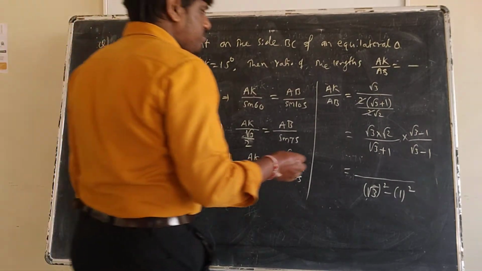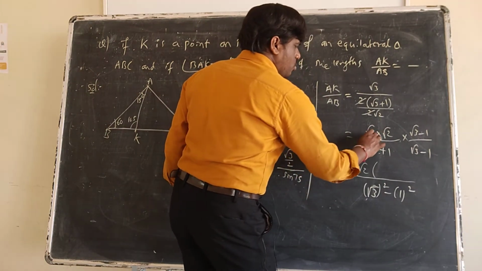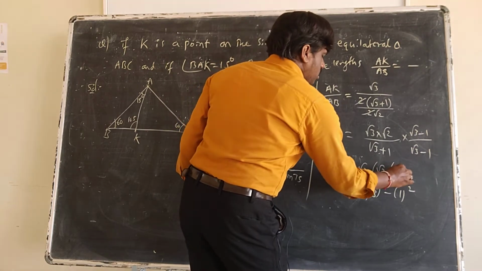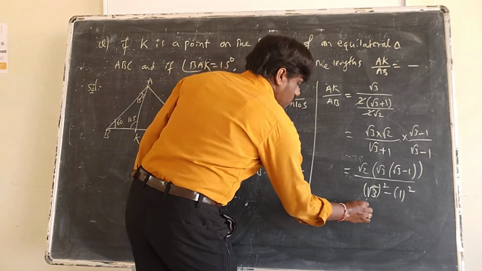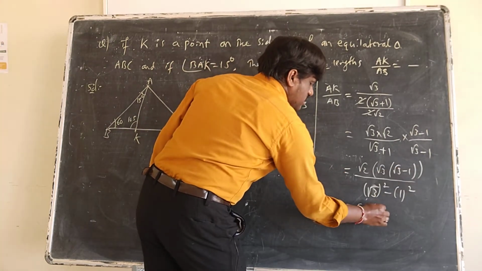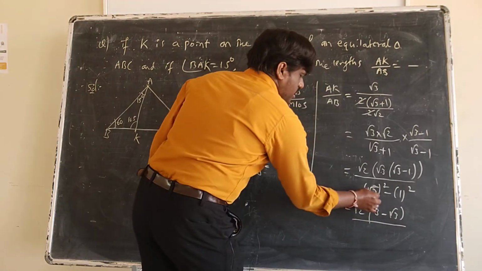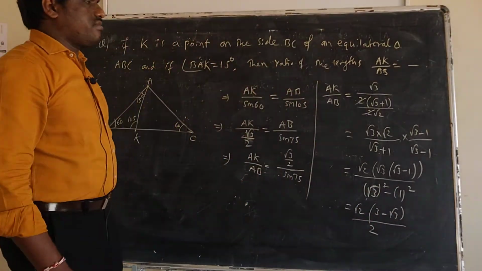So here, root 2 you can take common out, root 3 you multiply, because option wise we are doing here. This is only, but here option, I'll write the options now. Root 2 into root 3 into root 3 is 3. Root 3 into 1 is root 3 divided by 3 minus 1 is 2. So this is the answer they given.